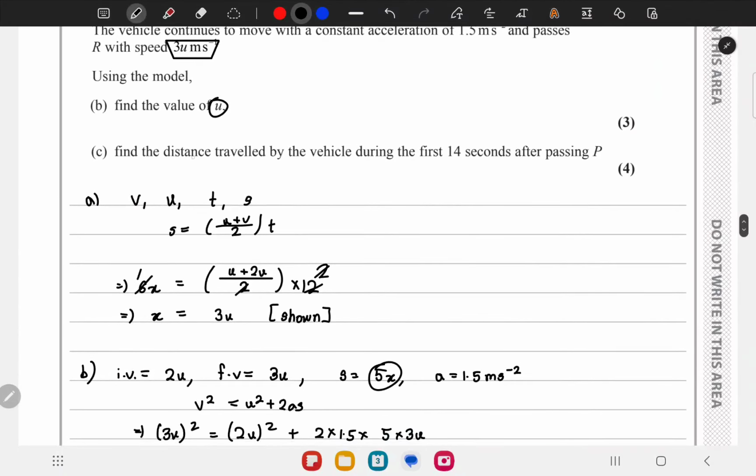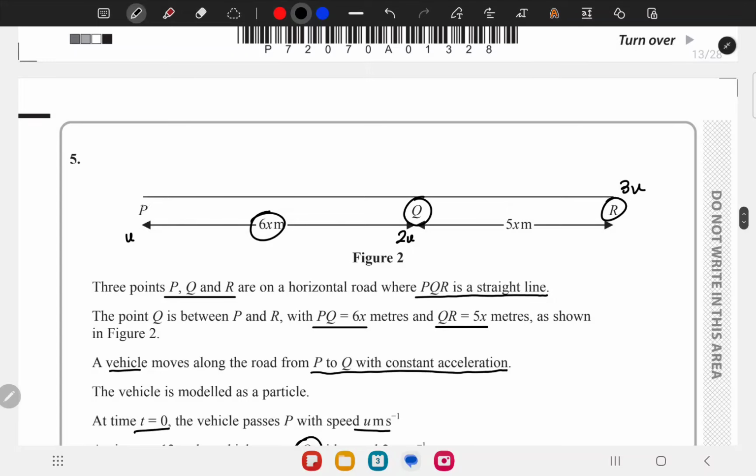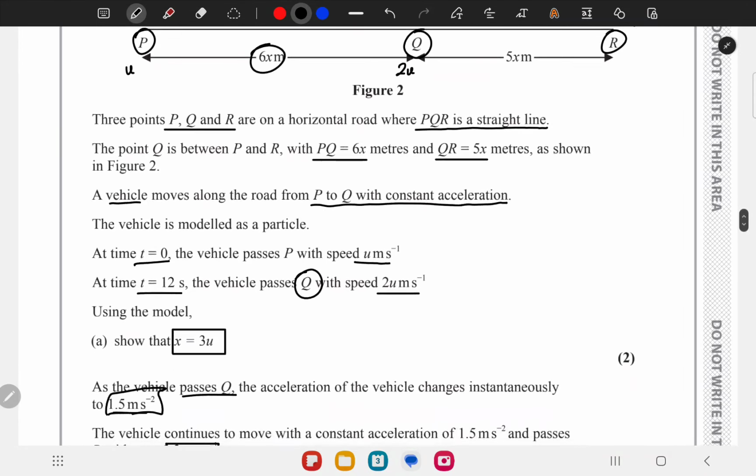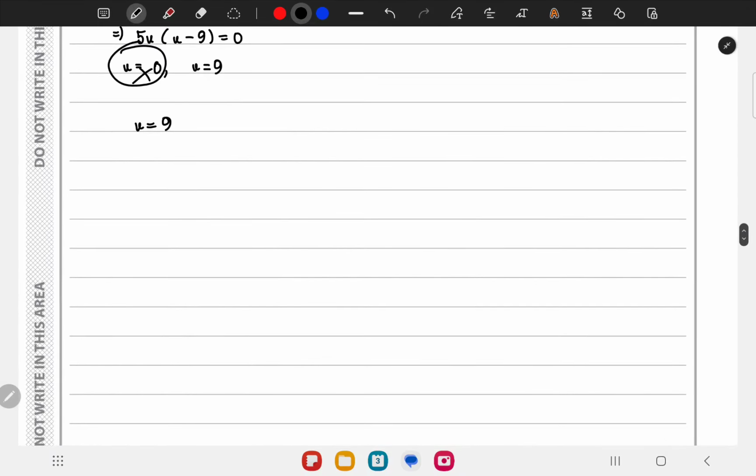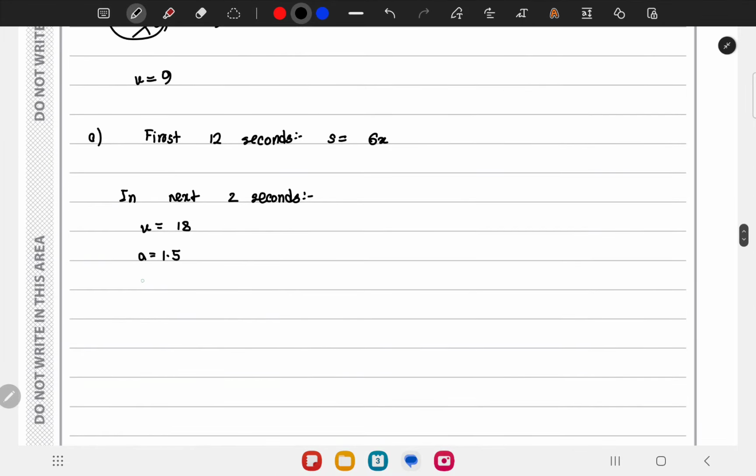And in part C, we have to find the distance traveled by the vehicle during the first 14 seconds after passing P. So after passing this point, in 12 seconds it travels 6x meters. So the first 12 seconds displacement is 6x. So for the next 2 seconds we have the initial velocity, which is 2u. 2u is 18. We have the acceleration, which is 1.5. We have the time, which is 2.